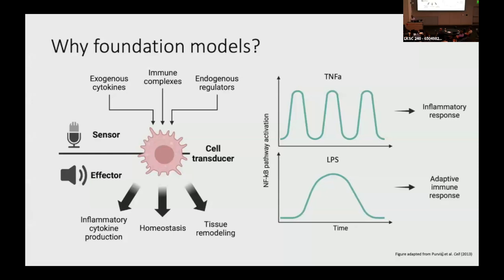Skipping many years of hard painstaking experiments done by people who are not myself, it's now appreciated that the signaling pathways responsible for this transduction actually have dynamic behaviors of activity, right? If you look at some of the key nodes, for example, P65 in the NF-kappa B pathway, if you stimulate with one compound, TNF alpha, you'll get one pattern of dynamic activation, oscillation. Stimulate with another, LPS, you'll get a different pattern.